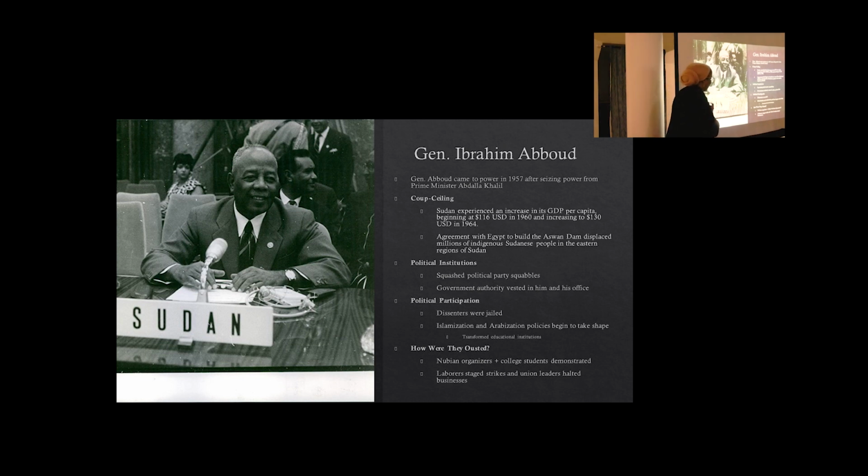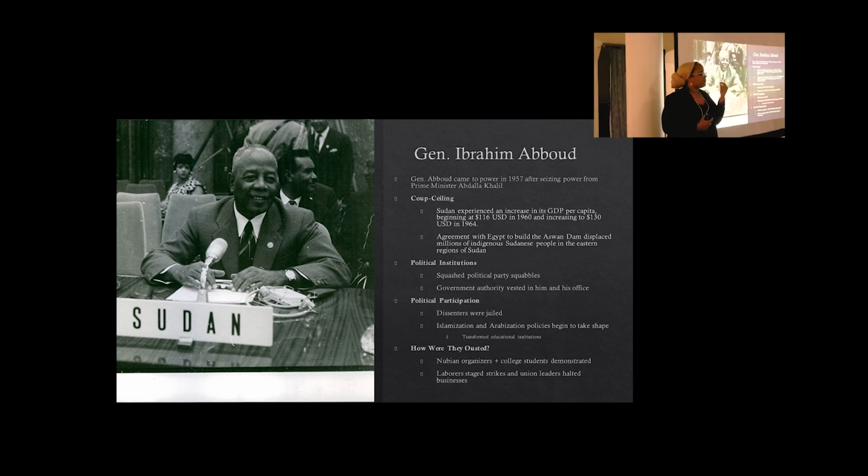General Ibrahim Abboud took power from the British-appointed Prime Minister Abdullah Khalil in 1957, and already we were under that threshold that I talked about. We had only made $130 US per capita by the time he left in 1964, well under that crucial threshold. The political institutions, like I said, he made himself the supreme leader. He was a military man, so he didn't really know how to lead people. He knew how to lead militaries. And as a result, he jailed us.